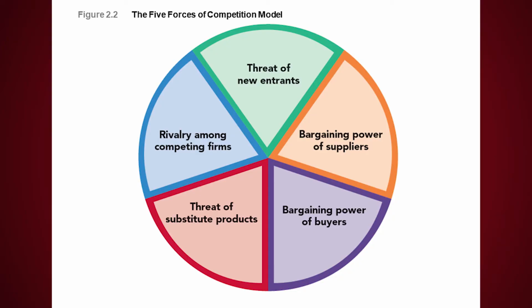So the industry profitability and the intensity of competition in an industry are a function of five competitive forces: threat of new entrants, threat of substitute products, bargaining power of buyers, bargaining power of suppliers, and rivalry among competing firms in an industry. And we need to analyze these forces from two different perspectives, the newcomer's perspective and the incumbent's perspective as well.